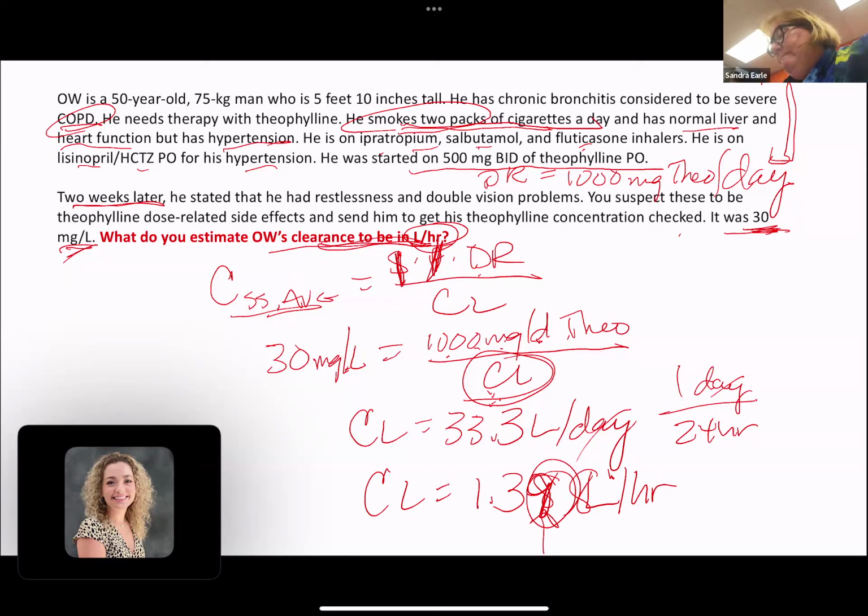Okay? Not hard. If I asked you what it was in liters per day, it would be 33.3 liters per day. Now, is everybody good with that?